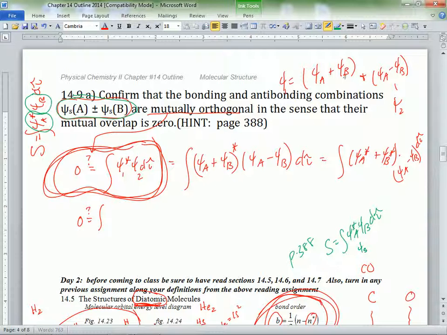I can just write the A, right? I'm just going to copy this. Well, I'll copy it exactly. Psi S A.